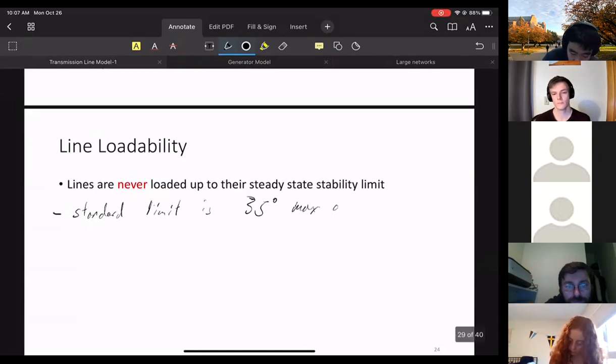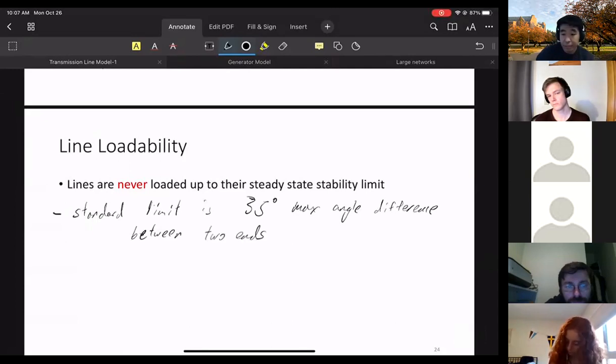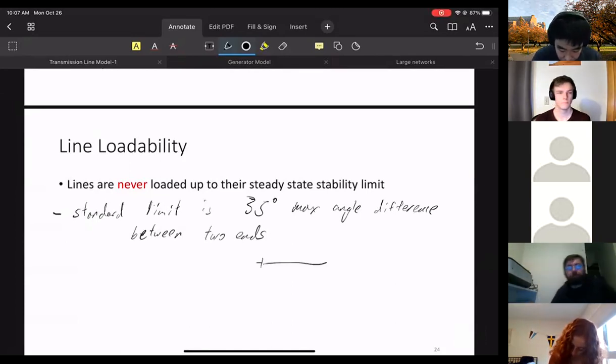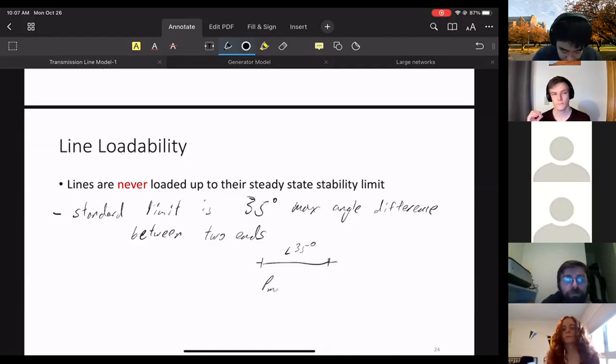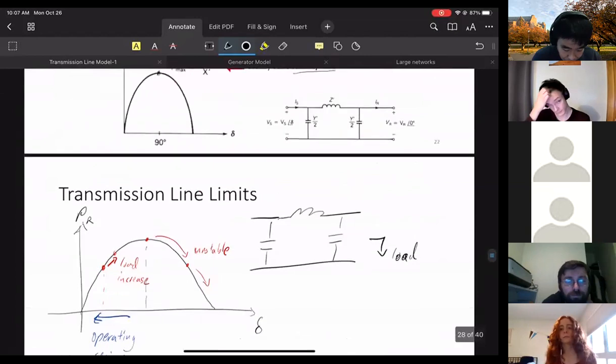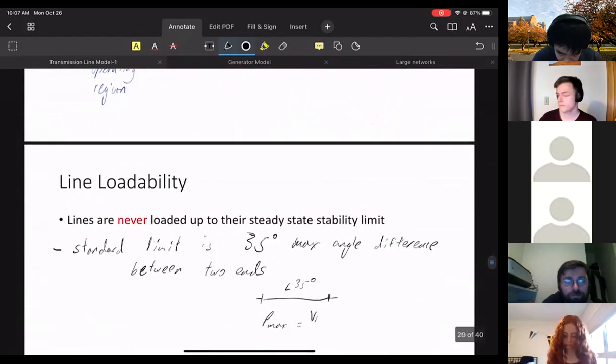The max angle difference between two ends. So we have a line. Basically, you compute what the power transfer is for this angle to be a 35 degree difference. And your Pmax is actually whatever that equation gives, 1 over X prime times sine 35 degrees.